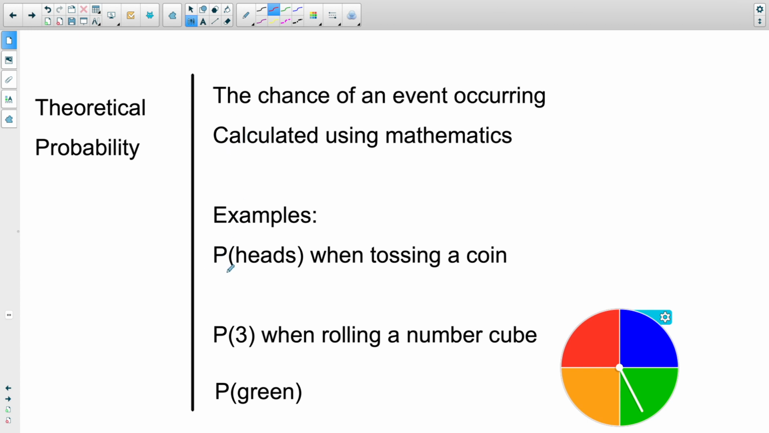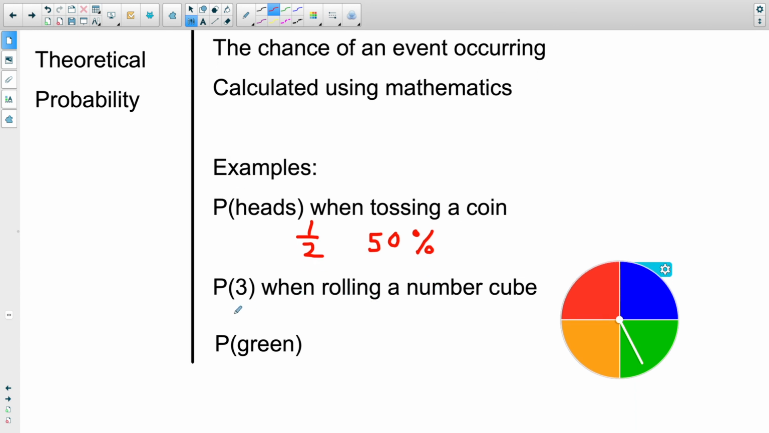For example, what's the probability of getting heads when you toss a coin? 1/2, or one head out of two possible outcomes, which is also 50%. So if you were to say, what do you expect to happen? You expect that if you toss a coin, about 50% of the time, you'll get heads.